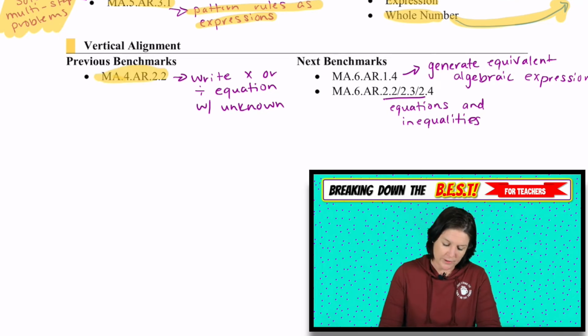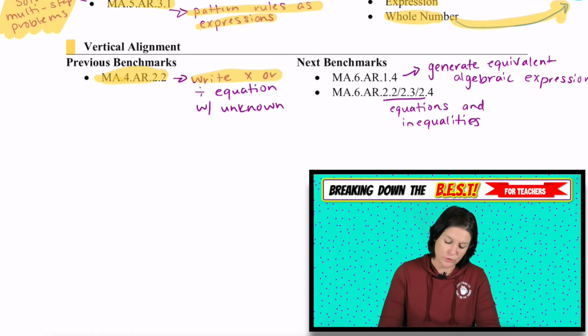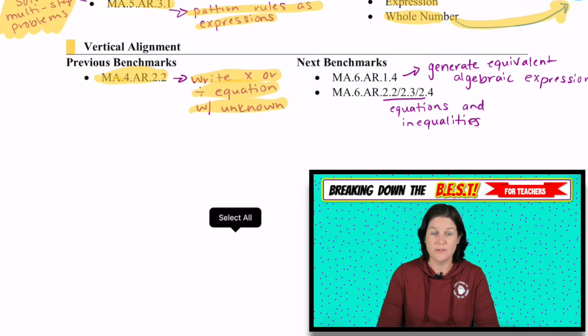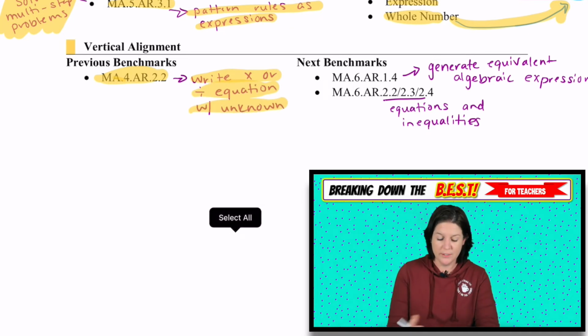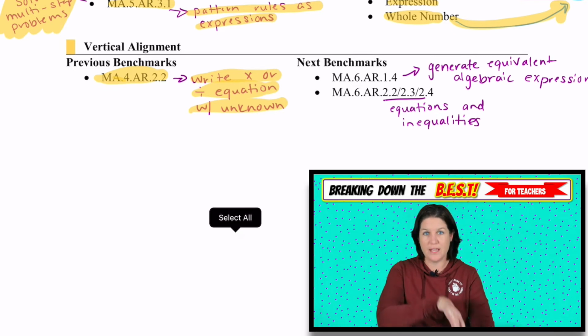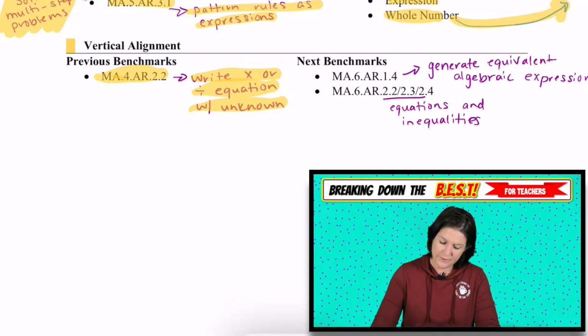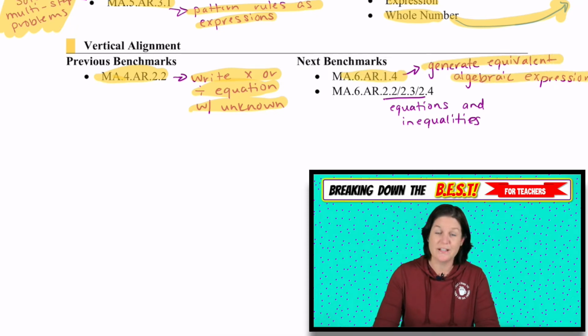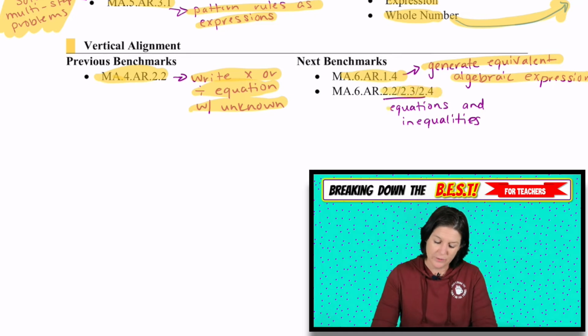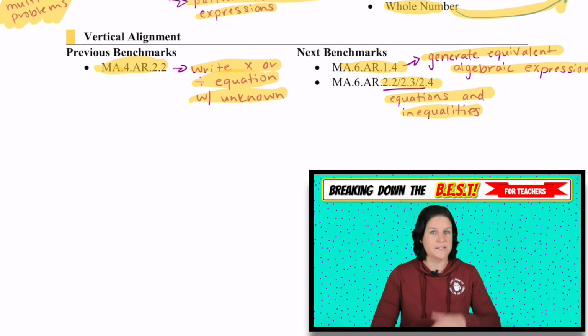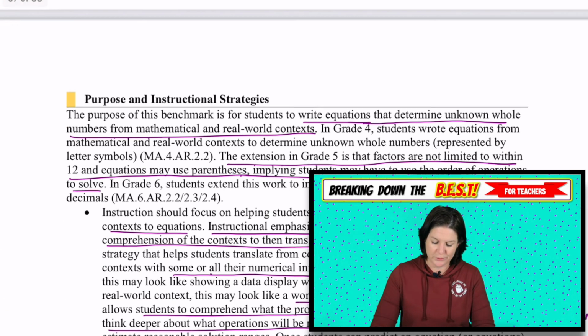Where are they coming from? Well, in 4th grade, they had to write multiplication or division equations with an unknown. So they were given a problem, a context, and from that they had to create a multiplication or division equation. And then in 6th grade, they will be generating equivalent algebraic expressions and working on equations and inequalities. So all of this is important because it's going to continue on into those middle school years.